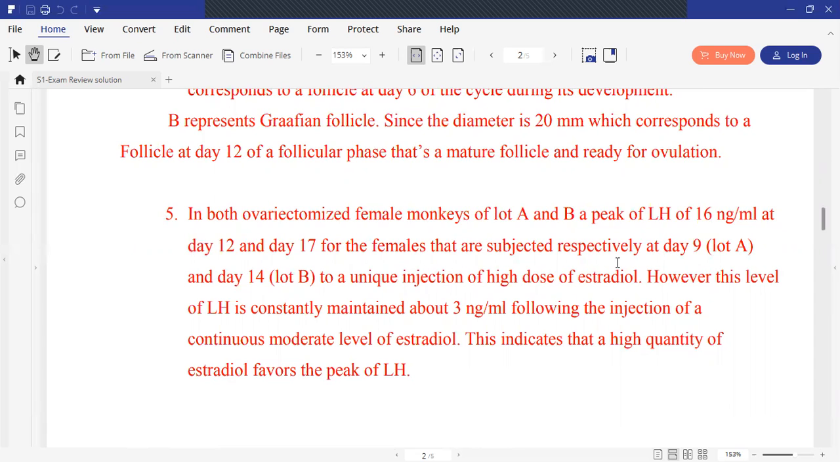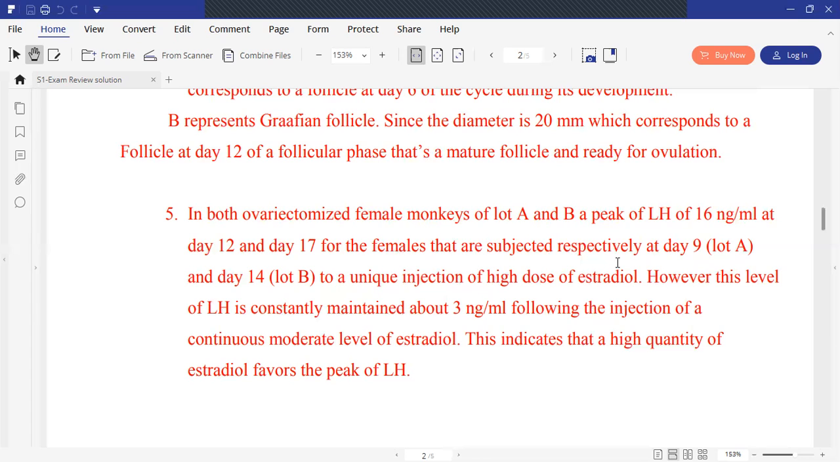In both ovariectomized female monkeys, the blood hormone levels are analyzed. We have a peak of LH of 16 nanograms per milliliter at day 12, and at day 17 for the females subjected respectively at day 9 of lot A and day 14 in lot B to a unique injection of a high dose of estradiol.